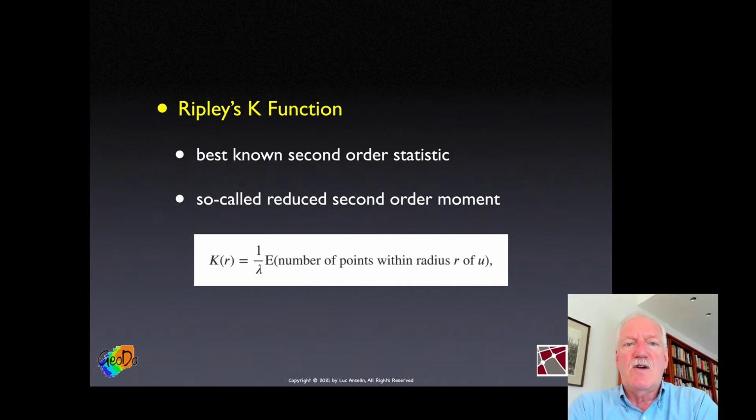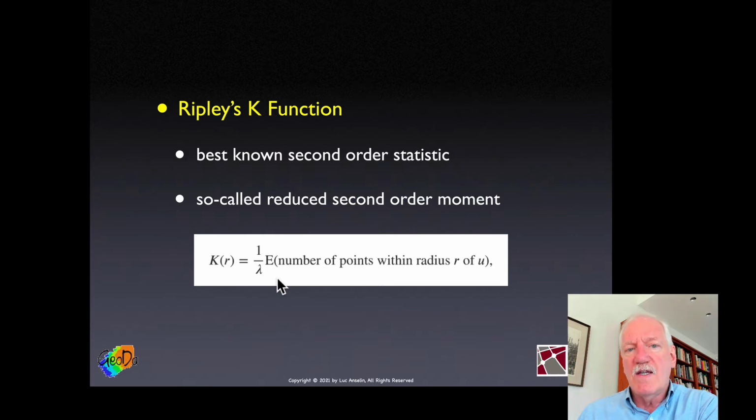If you get any coverage of point patterns, this is probably in it. Technically it's called the reduced second order moment. This is a little obscure, but basically it's very simple actually. It is the expected number of points within a given radius of any point. And to make this comparable, we scale it by the inverse intensity.